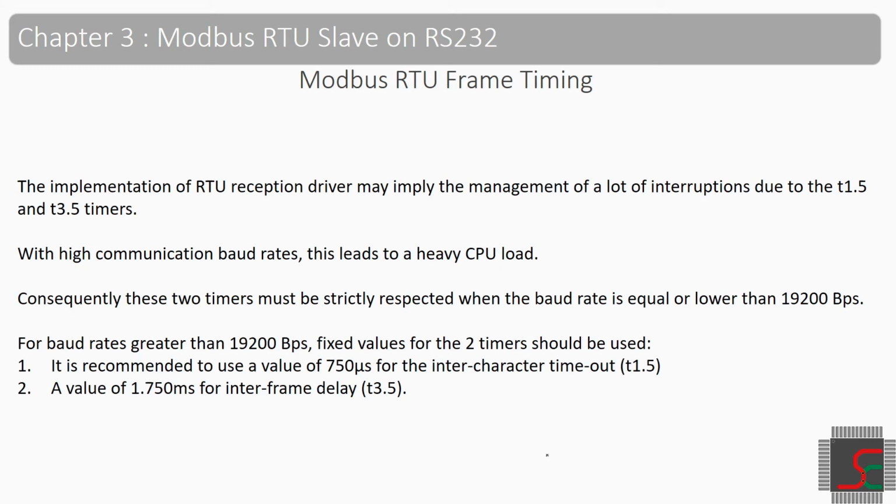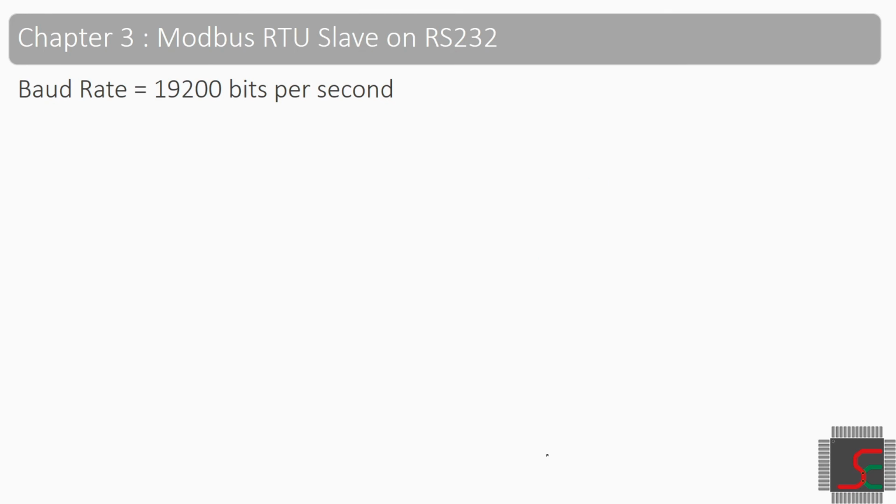Please note that these timings are for baud rates greater than 19,200 bits per second, and Modbus recommends using two independent timers for implementing T1.5 and T3.5 delays. For baud rates equal to or less than 19,200 bits per second, we can use the below calculation as an example.